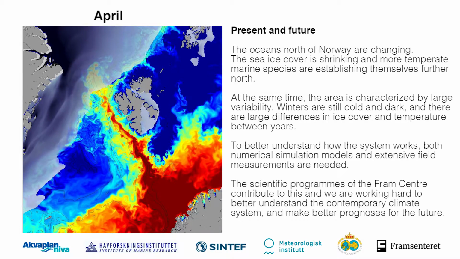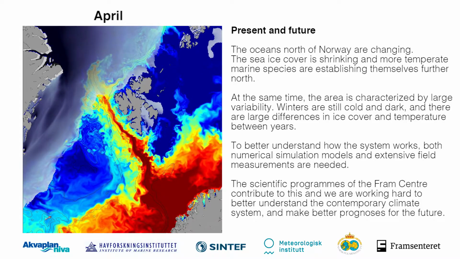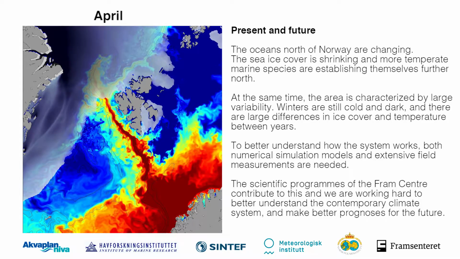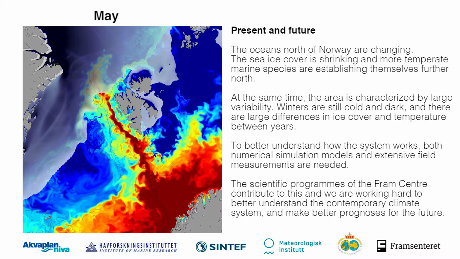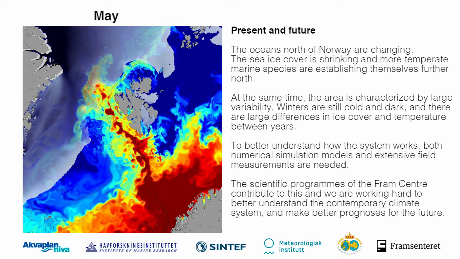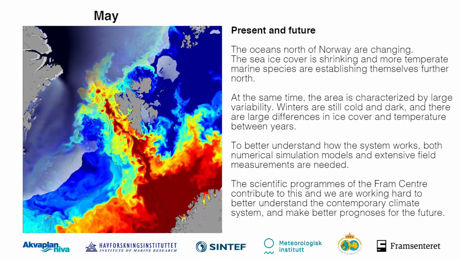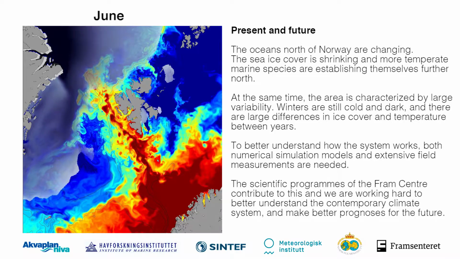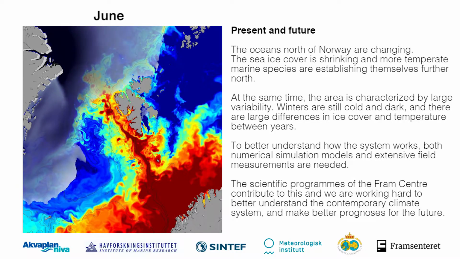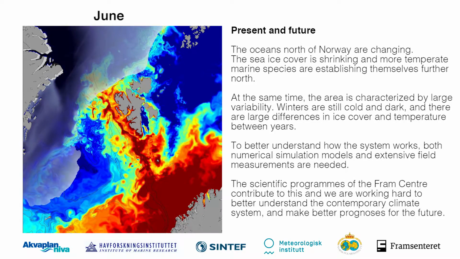The oceans north of Norway are changing. The sea ice cover is shrinking and more temperate marine species are establishing themselves further north. At the same time, the area is characterized by large variability. Winters are still cold and dark, and there are large differences in ice cover and temperature between years.